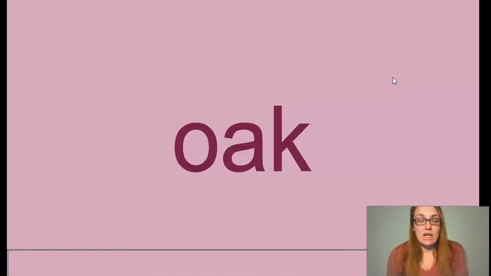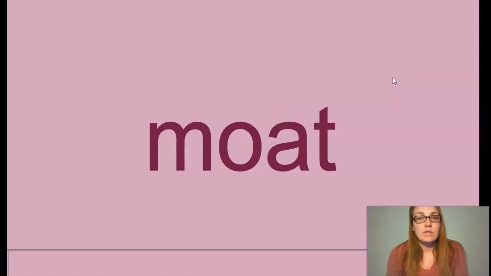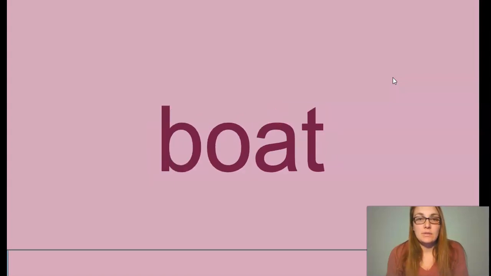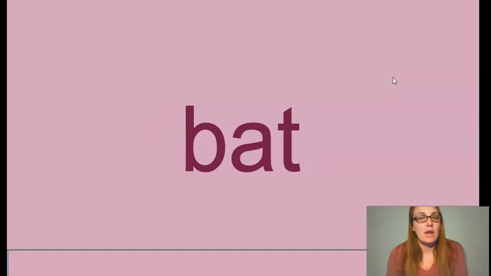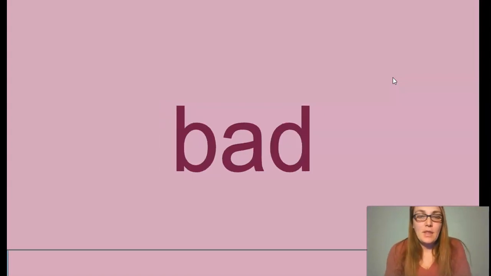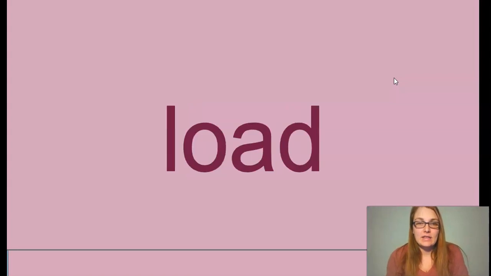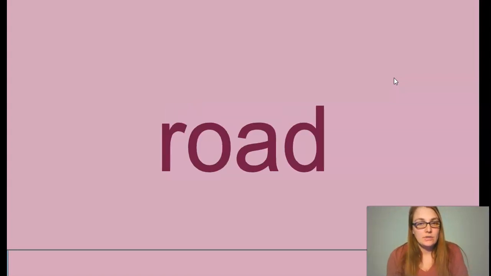Now for some chaining. Again, this is when we have a word and we're changing, either adding or subtracting one letter at a time to make a new word. So here we have oak, to oat, to moat, boat. Go ahead and read the words with me if you aren't already. Bat, so we took away an O from boat, and we made it bat. Bad, lad, load, road, and toad.